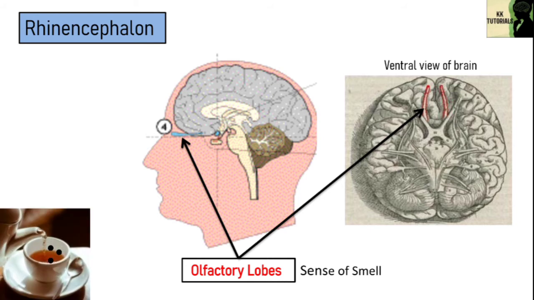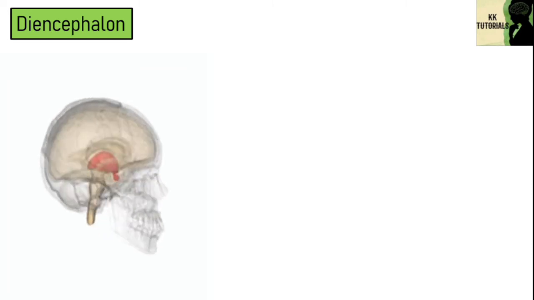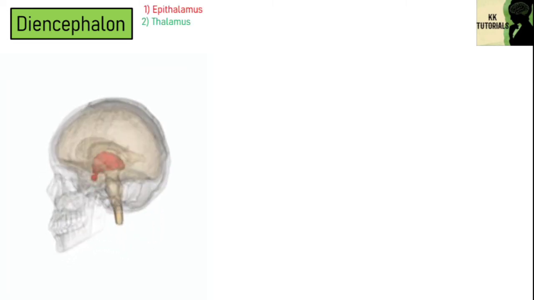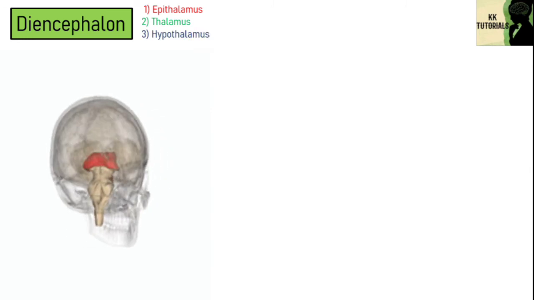Olfaction begins when odorant molecules enter the nasal cavity through inhalation or by rising from the mouth. These molecules interact with olfactory receptors. Third part of forebrain is diencephalon. It includes epithalamus, thalamus, and hypothalamus.